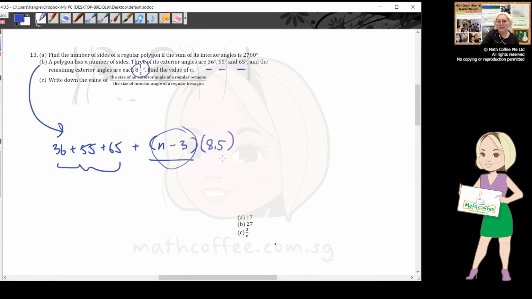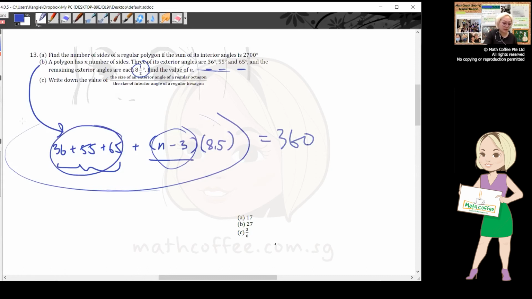I put 8.5. It's the same meaning. So these are all exterior angles, and all of these added together will give me 360. So you see, I form an equation. Solve for n. How am I going to do that? Of course, this one can add together: 36 plus 55 plus 65 is 156. This one you have to do rainbow. This one times this one, this one times this one. So it will be 8.5n minus 8.5 times 3, which gives me 25.5, equals 360.